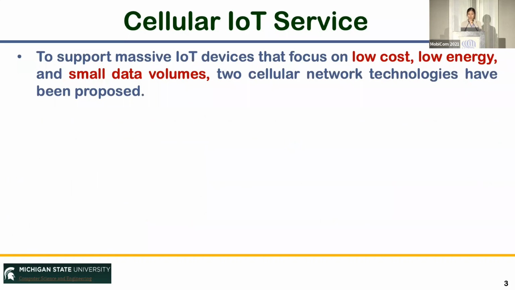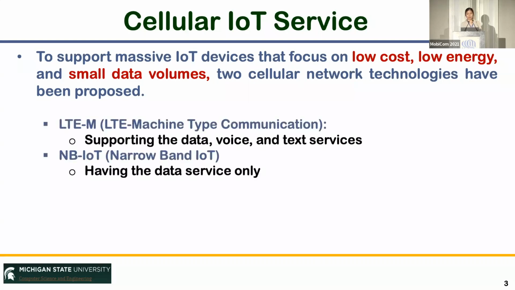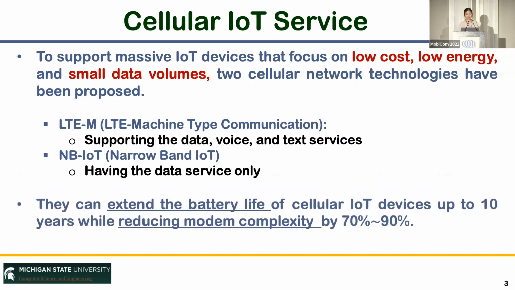So to support massive IoT devices that focus on low cost, low energy, and small data volumes, two cellular network technologies have been proposed. One is LTE-M, which supports data, text services, and voice. The other is NB-IoT, which supports the data service only. They can extend the battery life of the cellular IoT device while reducing the modem complexity.